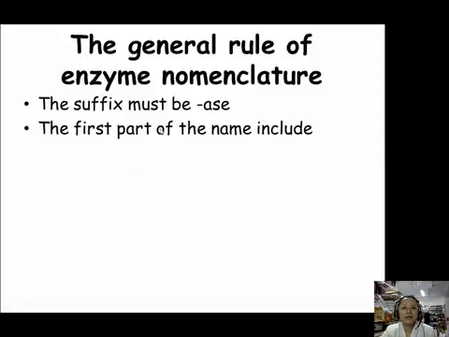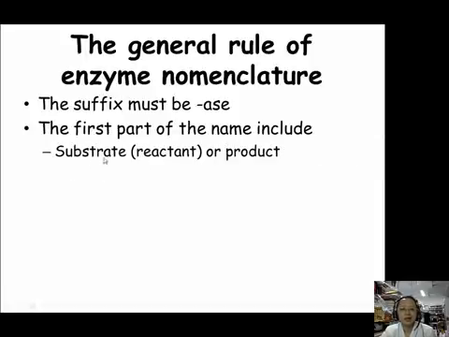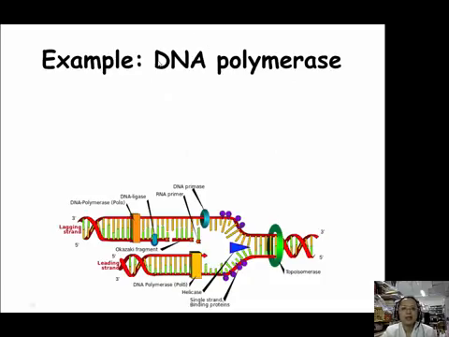And then the first part of the name includes whether it's the substrate or its product. And also, it includes the reaction type. Let's use an example to explain it. The example is DNA polymerase.